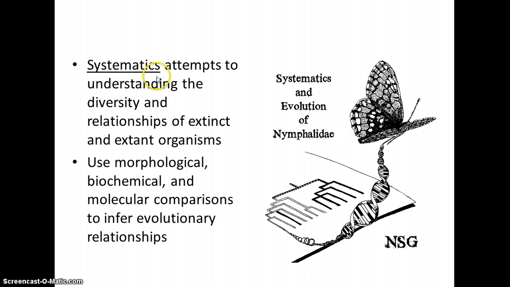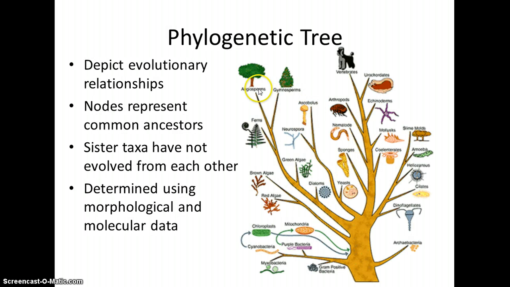Again, systematics is the way we do this. That's the science of classifying things, the relationships between different species. There are many ways to do that. Traditionally, you used morphological data, just how things look, to classify them, but more so nowadays we're also using biochemical and molecular data to figure out relationships, that is, similarities between the DNA of different organisms to study their relationships.